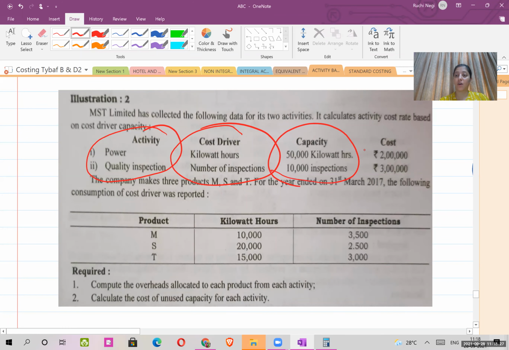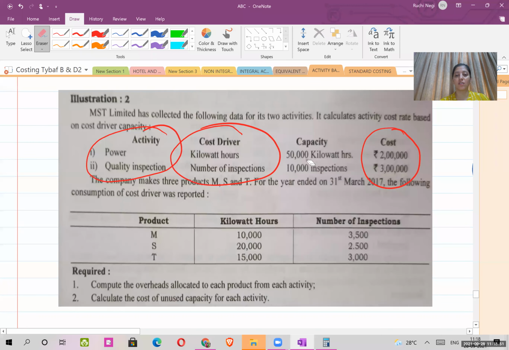Nice sum. कॉस्ट ड्राइवर कैपेसिटी दिया हुआ है. जनरली वी कैलकुलेट दिस, हम ये जनरली कैलकुलेट करते हैं. ओके, कॉस्ट ड्राइवर कैपेसिटी दे गिव इट इंडिविजुअली, बट यहाँ पे जरूरत नहीं, इट इज ऑलरेडी इन टोटल. ठीक है, या सो दिस इज द कॉस्ट ड्राइवर कैपेसिटी. देन दिस इज द कॉस्ट पूल. ओके, 2 lakhs and 3 lakhs respectively.